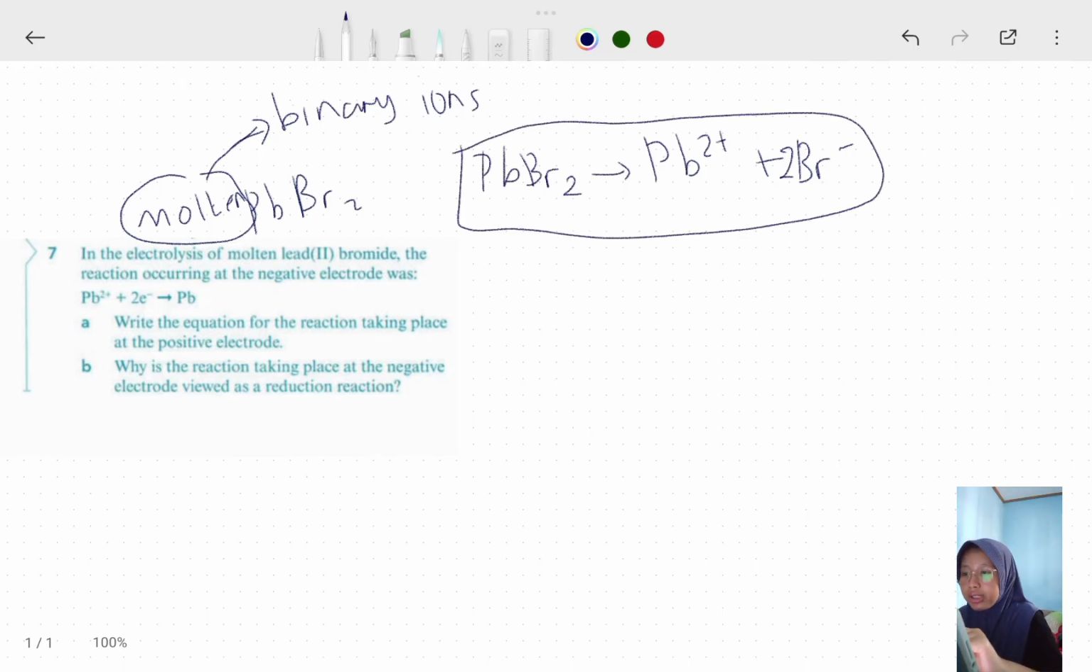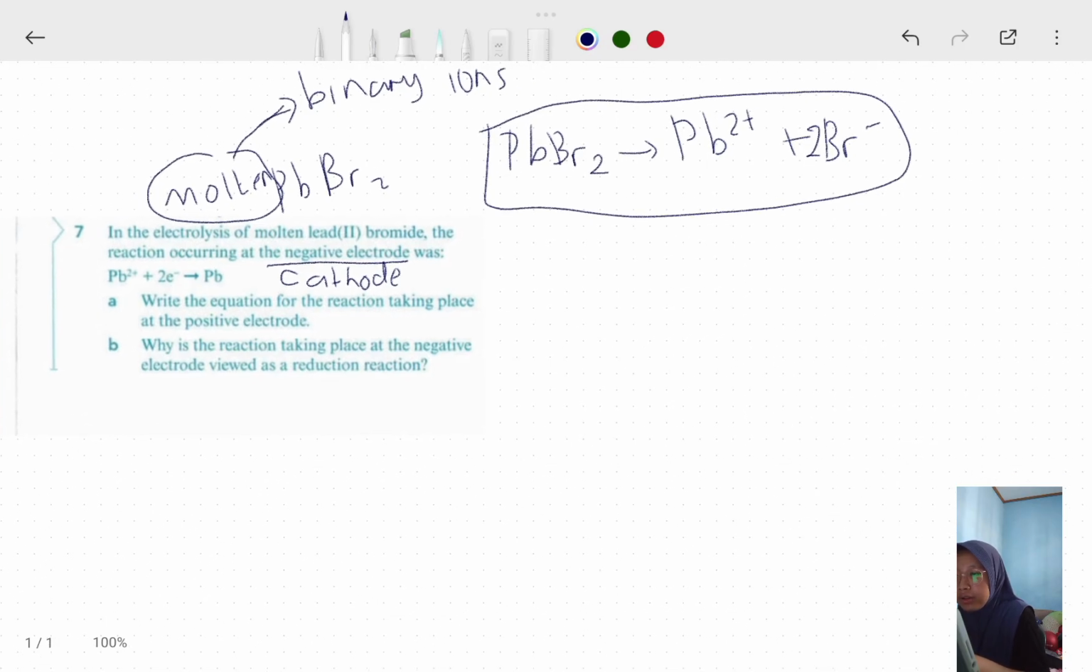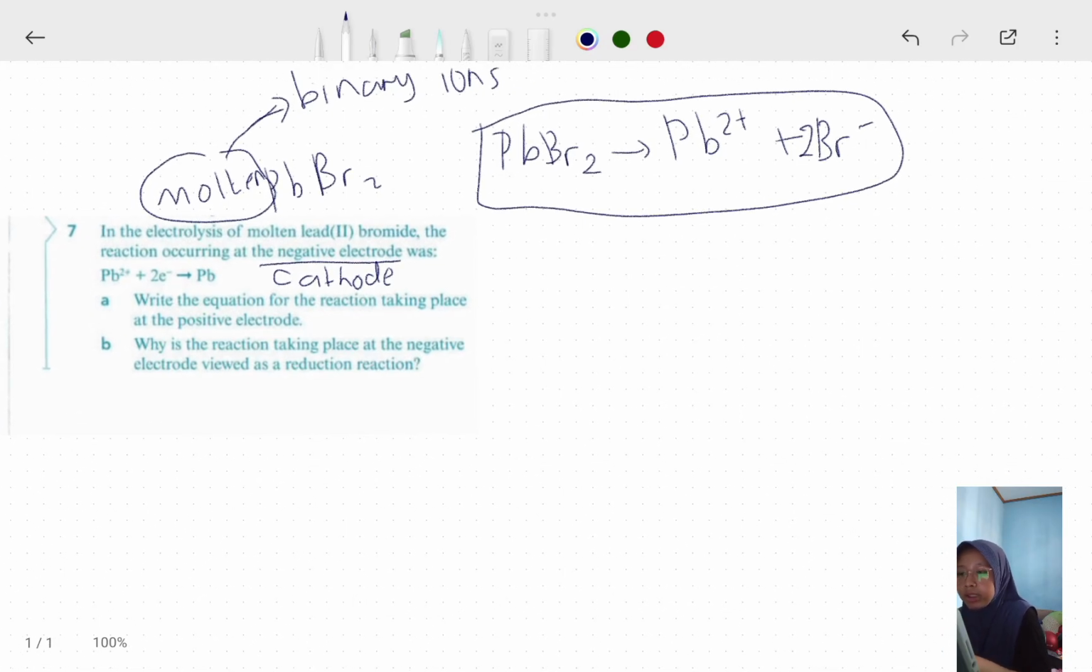Then the second information is the reaction occurring at the negative electrode. The negative electrode is the cathode, and the reaction was Pb2+ plus 2 electrons to give Pb. Do you still remember what reaction takes place at the cathode? Reduction or oxidation? Yes, good. That is reduction.